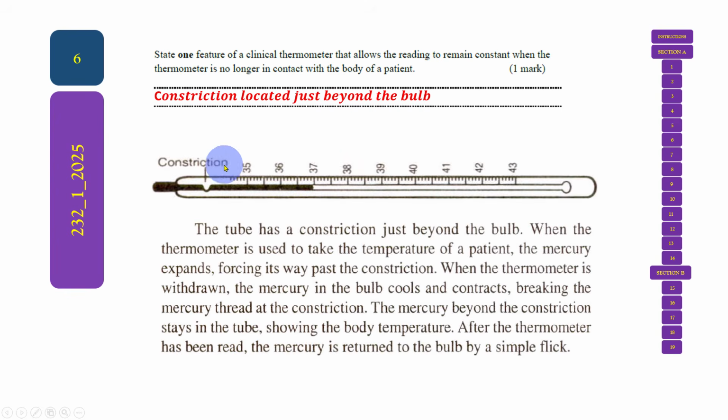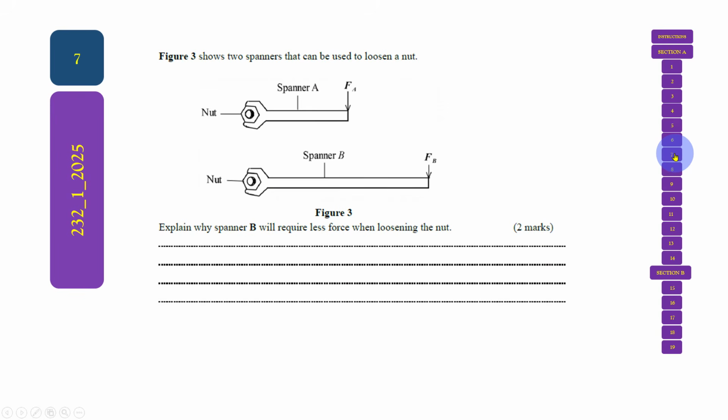Just to emphasize this, I've cropped these from your course book, and you can go to the course book and read how that happens. So this is the constriction. Okay, that is how this feature, the presence of the constriction, helps the nurses to read the temperature even when the bulb is not in contact with the patient. Right? You can read all this literature and it will give you the correct answer. Let's navigate to question 7.